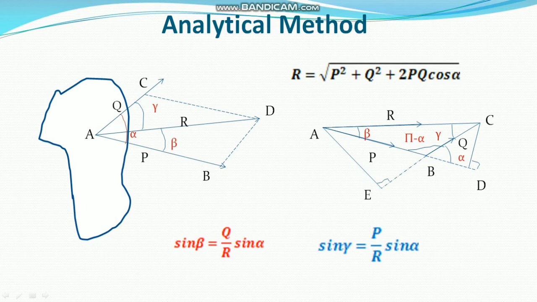So it is very easy to find out that sin beta is equal to Q by R sin alpha and sin gamma is equal to P by R sin alpha. So this is the analytics of the parallelogram and the law of triangle. Okay. So now what will we do?